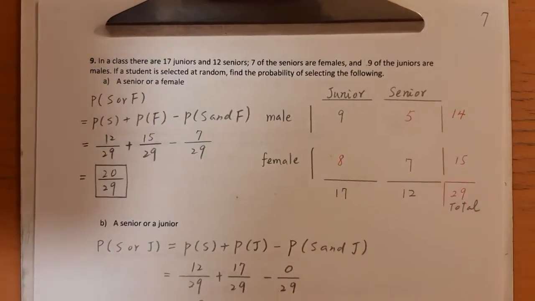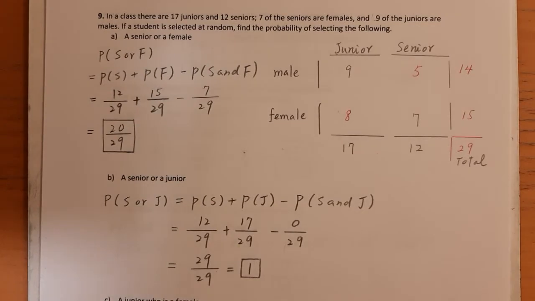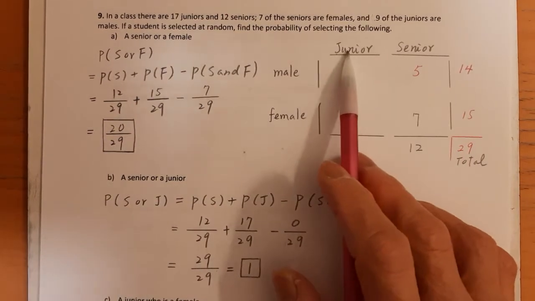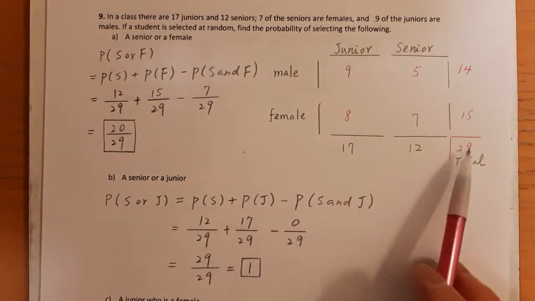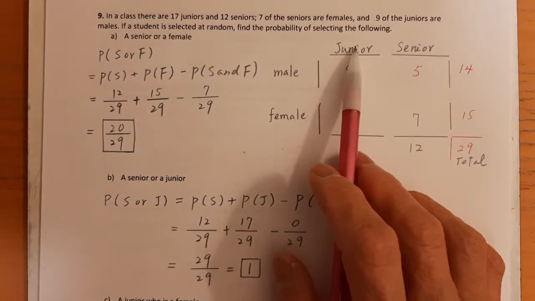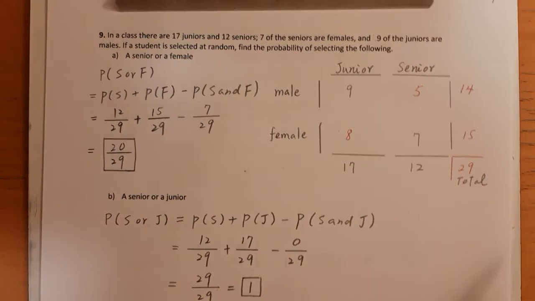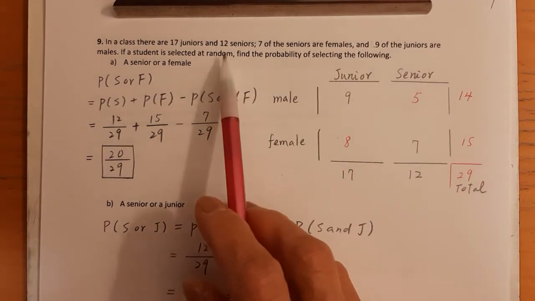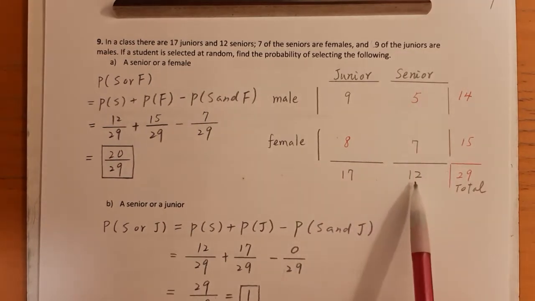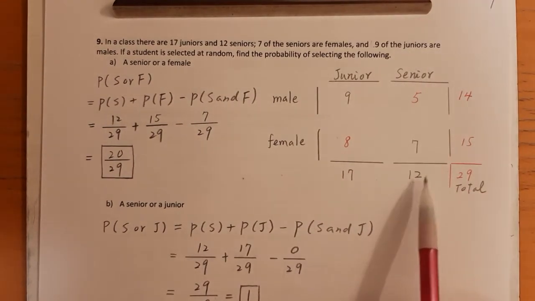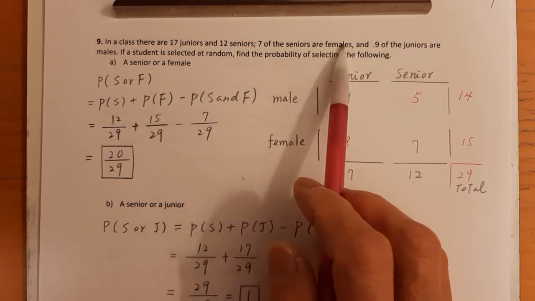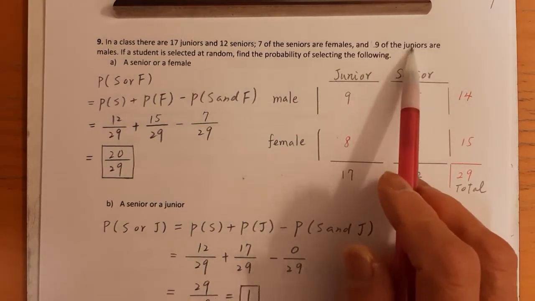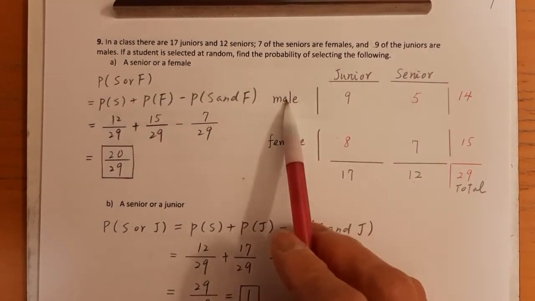Then next question, question 8. In a class, there are 17 juniors. So for this table, junior, senior. Under junior, you put 17. And there are 12 seniors, so under senior, you put 12. 7 of the seniors are female. Senior female is 7. And 9 of the juniors are male. Junior male is 9.